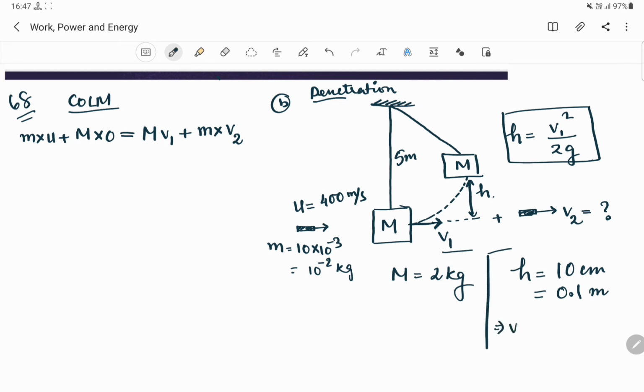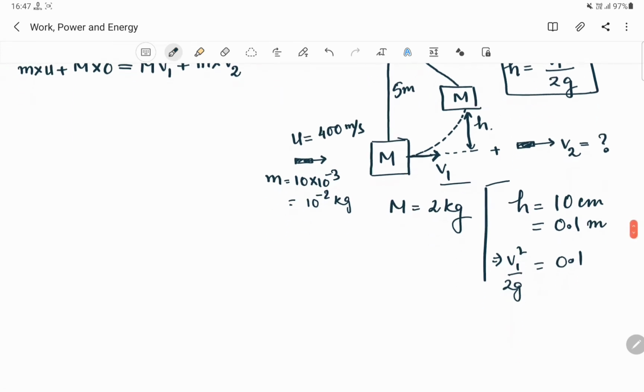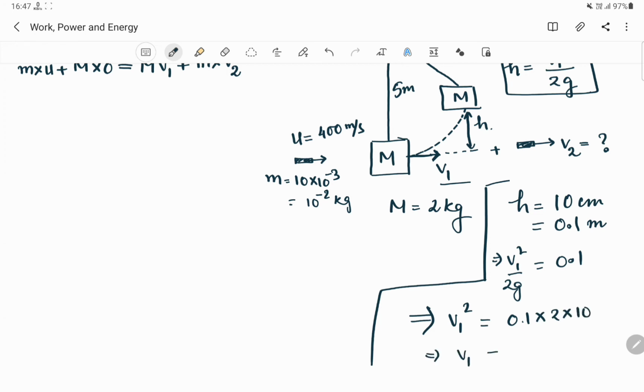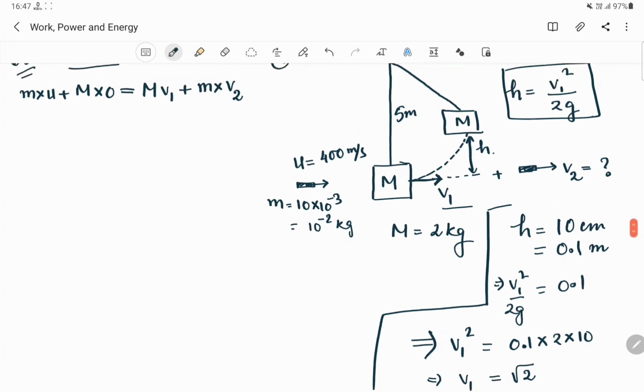Height h is equal to how much? We can apply the formula v1 squared divided by 2g equals 0.1. We have to find v1, so v1 squared is equal to 0.1 into 2 into 10. So v1 will be equal to how much? This will be root over 2, since 0.1 into 10 is 1, and 1 into 2 becomes 2. So v1 will be equal to root over 2.